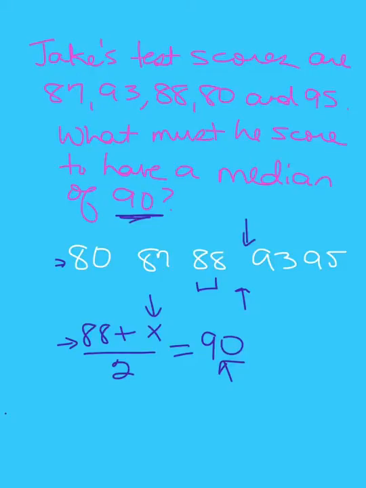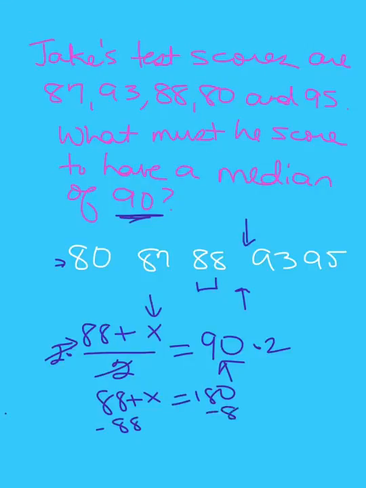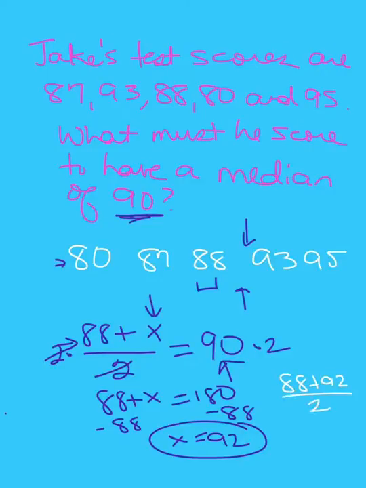So let's just do a little math. If I multiply both sides by 2 to get rid of that 2 as my denominator, this will simplify. I have 88 plus x is equal to 180. I subtract my 88 from either side, and x is equal to 92. So that would be my missing score that I would need in order to have a median of 90. Now, if I wanted to check that, 88 plus 92 divided by 2 does equal 90, so I know I'm good to go. 92 is my missing score.